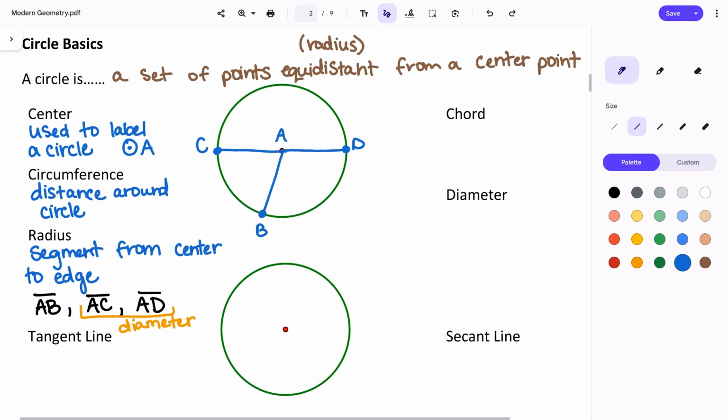So I'm going to write that down here. It is a segment, just like a radius was. Segment with endpoints on the circle. And goes through the center.